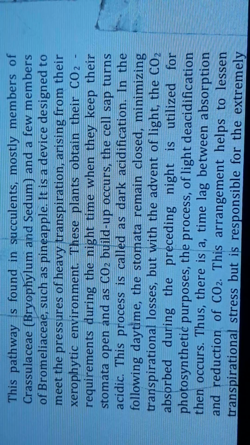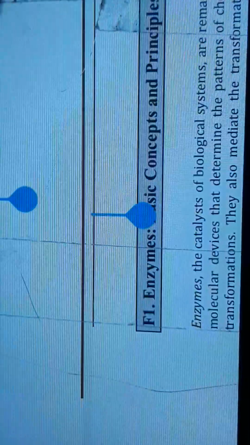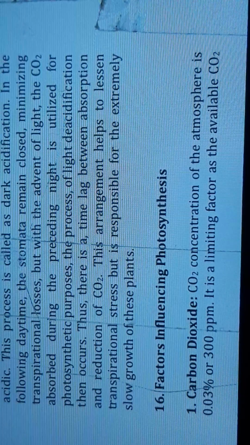These plants obtain their CO2 requirements during the nighttime when they keep their stomata open, and as CO2 buildup occurs, the cell sap turns acidic. This process is called dark acidification. Remember these topics, they are effective for your MCQs.